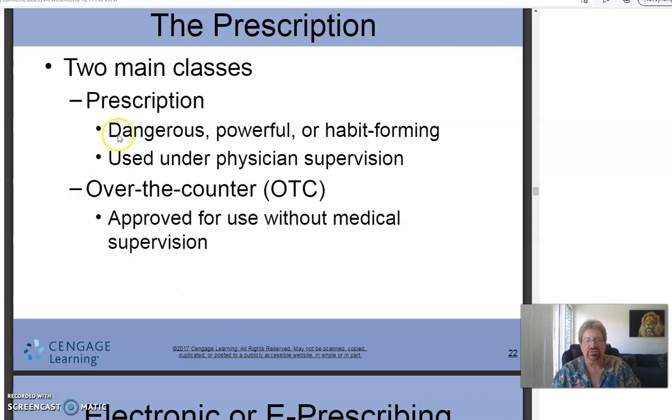2 main classes: prescription drugs that you got to get from your doctor, or over-the-counter, which you can waltz into the pharmacy and buy and take out. Prescription, dangerous power habit forming, used under physician supervision. Over-the-counter, OTC, you need to memorize that right now. Approved for use without medical supervision. A lot of drugs were once prescription and eventually have been allowed to be OTC.